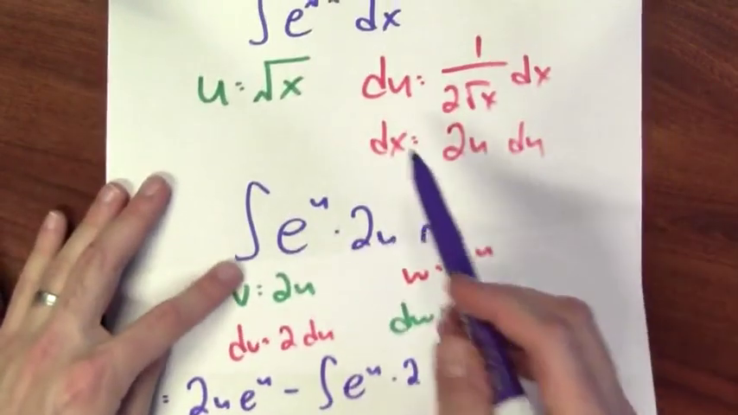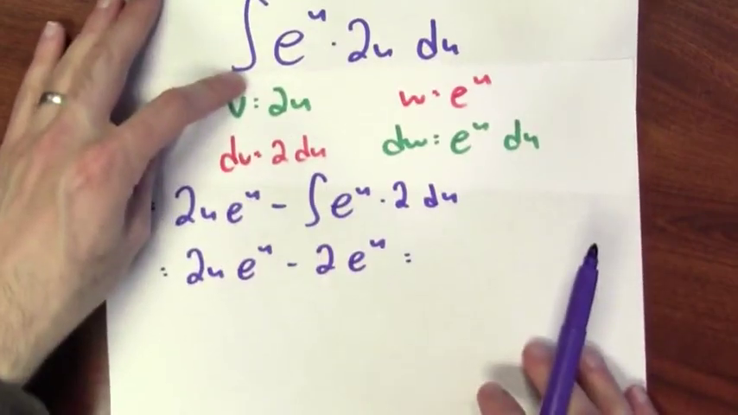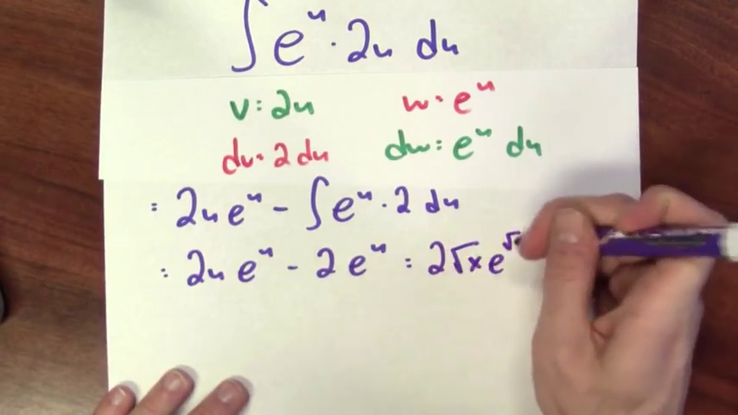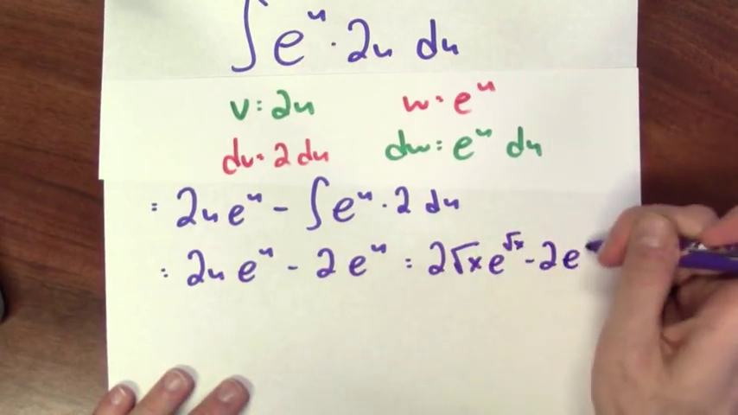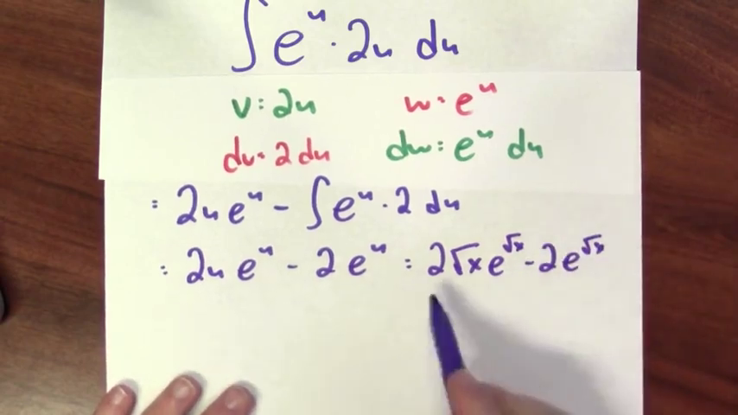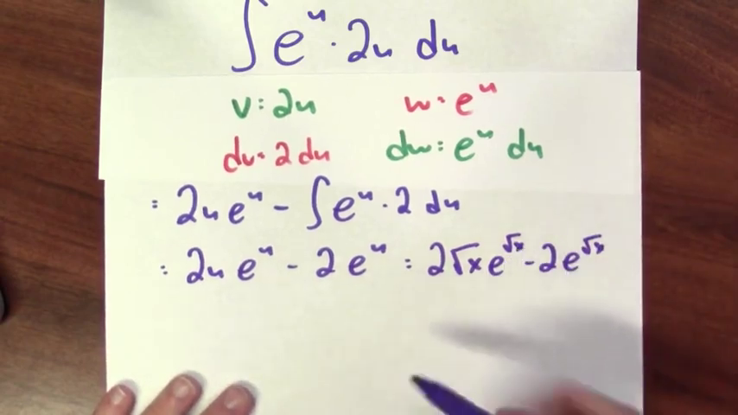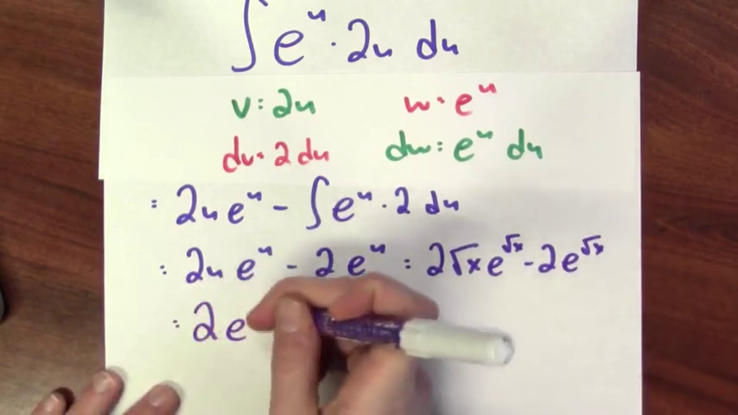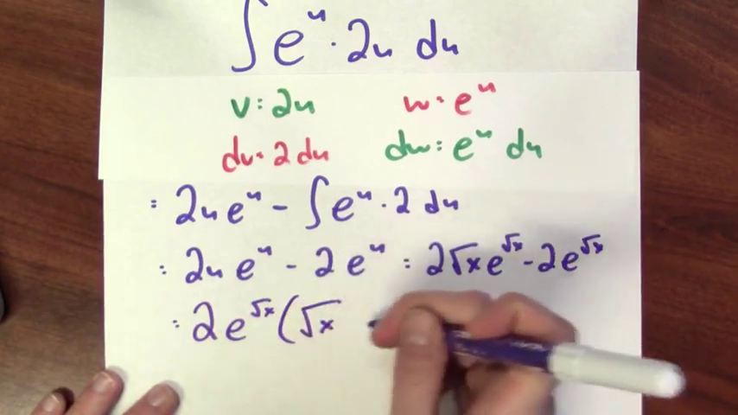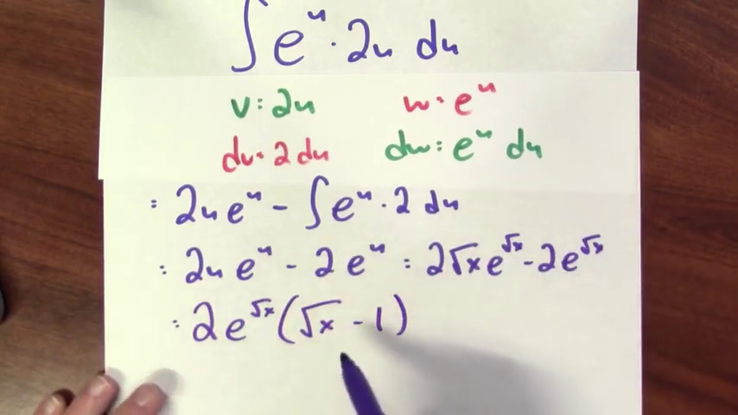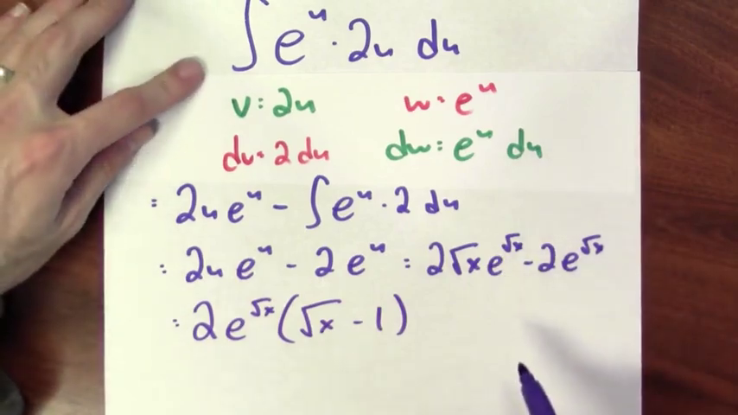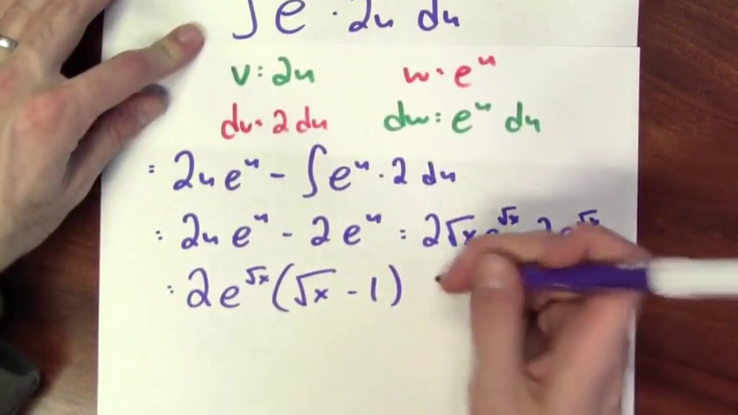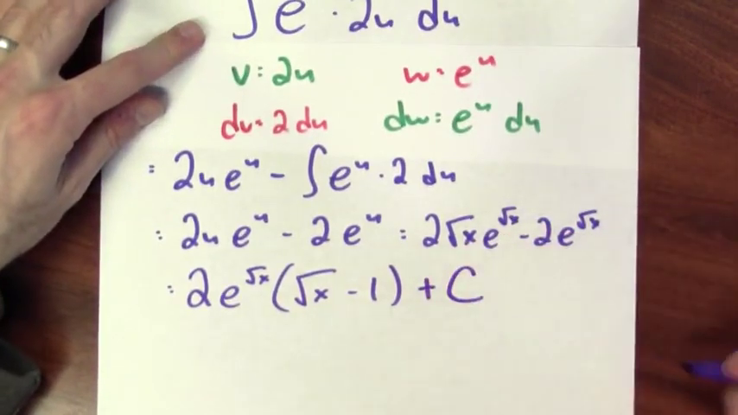I'm going to go back now and remember that I set u equal to the square root of x. So this gives me 2 square root x e to the square root x minus 2e to the square root x. If I notice there's a common factor of 2e to the square root x, I could collect those terms and write this as 2e to the square root x times the square root of x minus 1. And that's an antiderivative for e to the square root of x. And if I want to be a little bit more careful, maybe I'll include a plus c at the end.